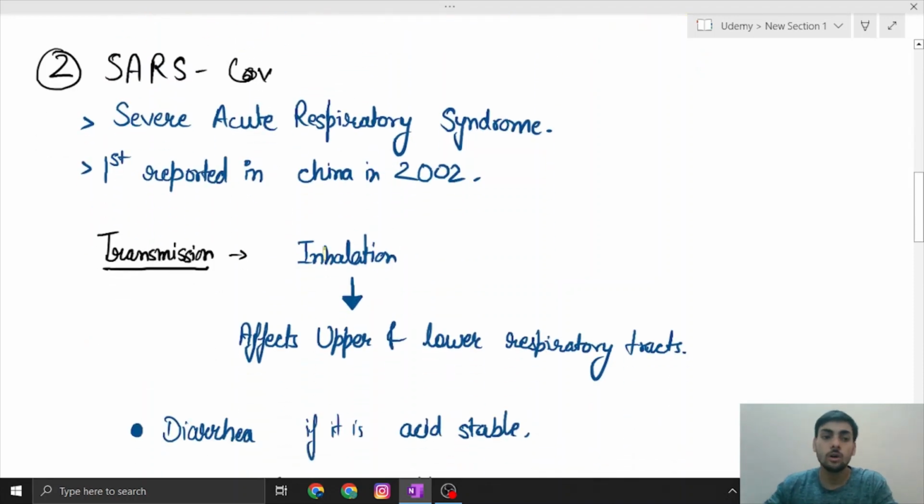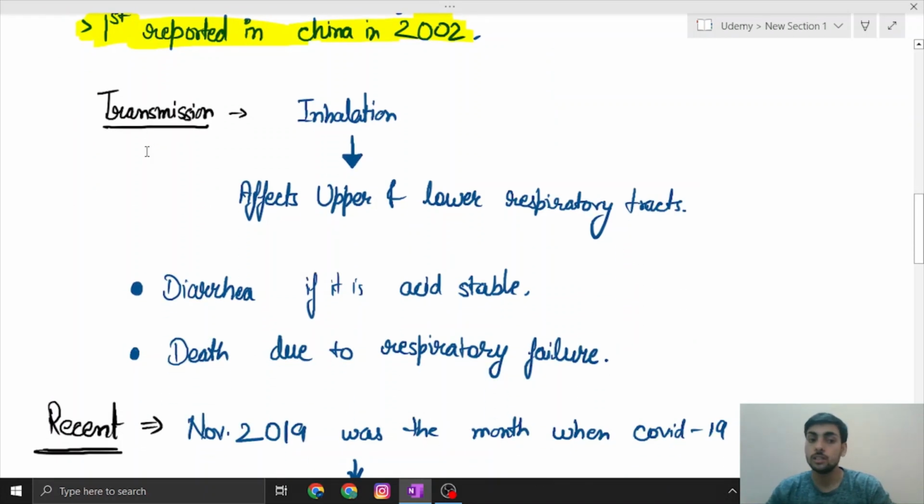And now we will talk about the major virus, you can say the top of the food chain virus of this era, which is SARS-CoV. Okay, so SARS means severe acute respiratory syndrome, and it was first reported in 2002 in China. Okay, so yes, it was reported in China earlier also, but this time somehow it spread to the world also, and it is transferred through inhalation.